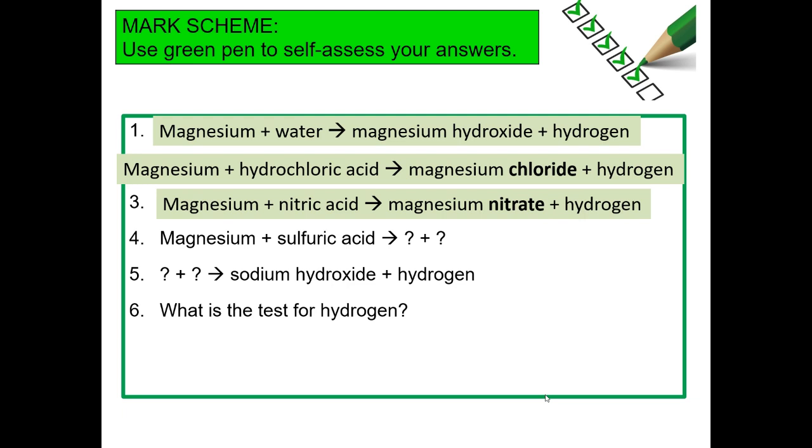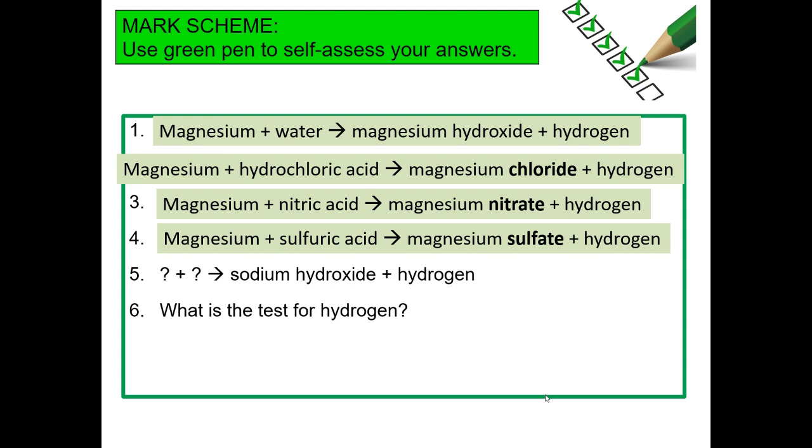Then we have magnesium plus sulfuric acid. This one we need to know as well. Sulfuric acid is going to make a sulfate. So we have magnesium sulfate plus hydrogen. What's going to make sodium hydroxide and hydrogen? If we're making a hydroxide, we need to react with water. So it's sodium plus water makes sodium hydroxide plus hydrogen.